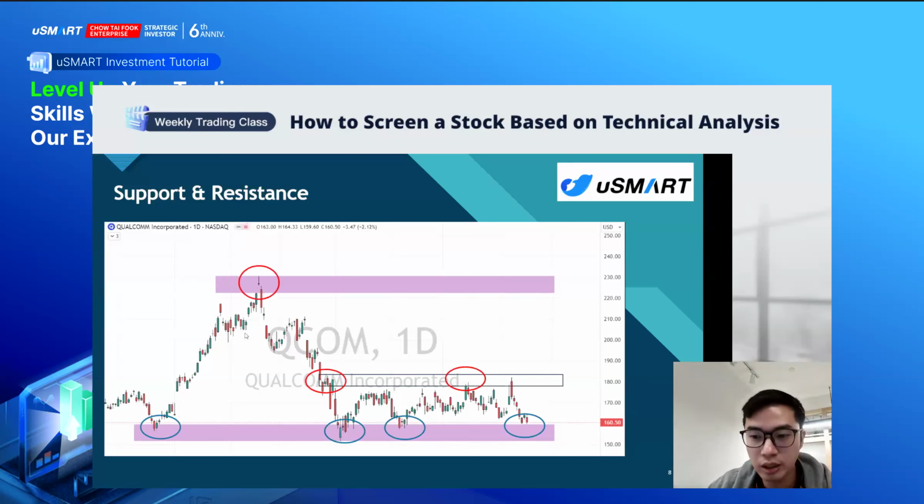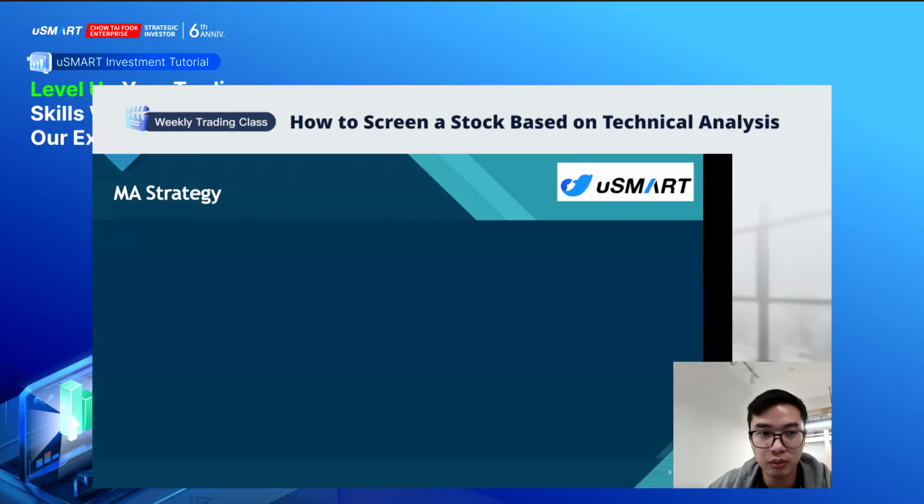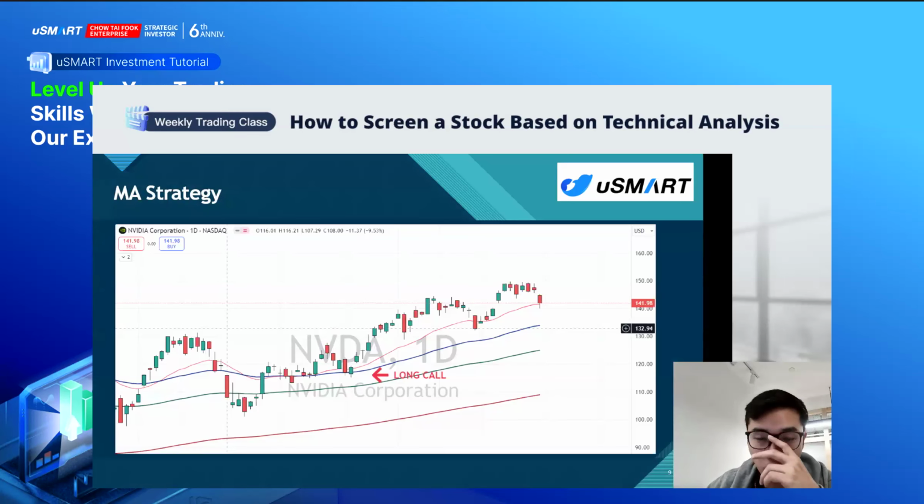So there is a small resistance here, as you can see. So these are the ideologies of support and resistance. There's a bigger time frame support and resistance, and also lower time frame support and resistance, depending on how you look at it. Short-term traders usually look at the small price actions.